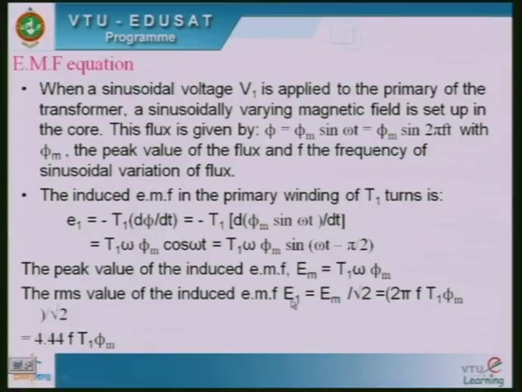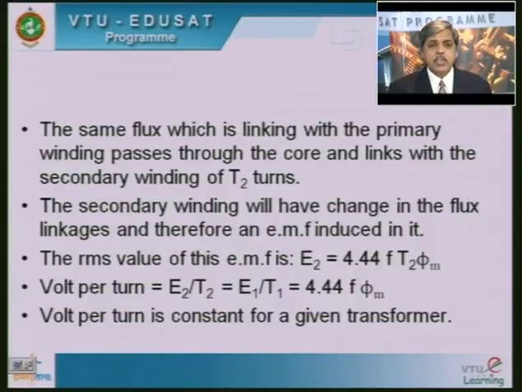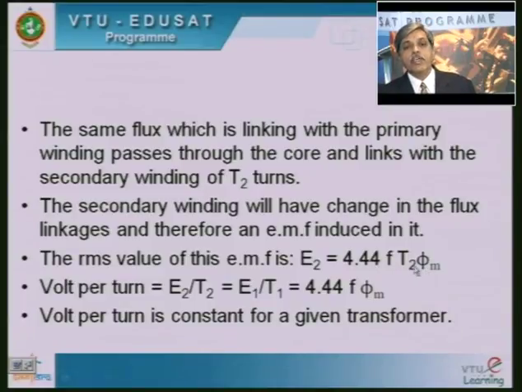So, if I divide E1 by T1, I will get the voltage per one turn, that is the voltage induced in one turn of the primary winding. Along the same lines, in the EMF equation E2 = 4.44 f T2 phi m, when I divide the RMS value E2 by T2, I will get the voltage induced in one turn of the secondary winding. That is called volt per turn. So, it is E2 by T2 in the secondary and E1 by T1 in the primary.